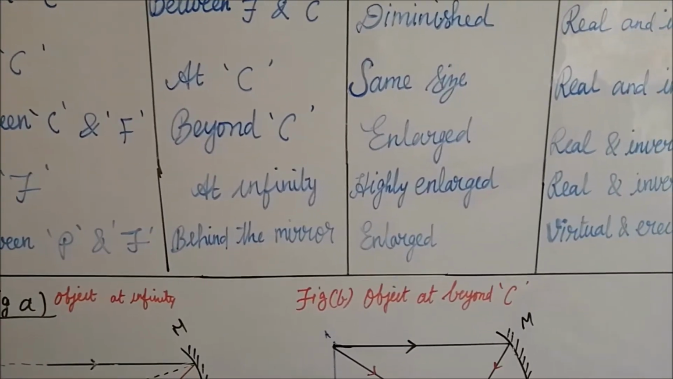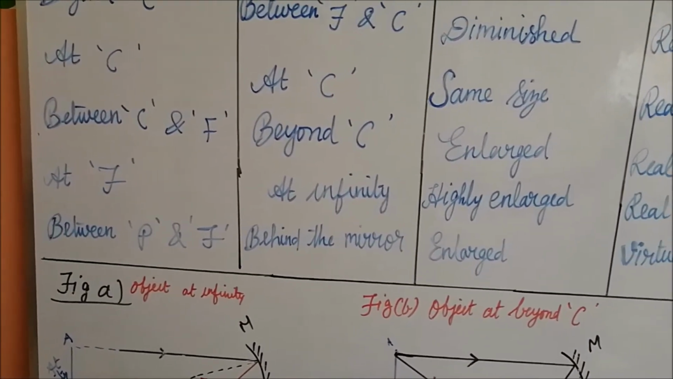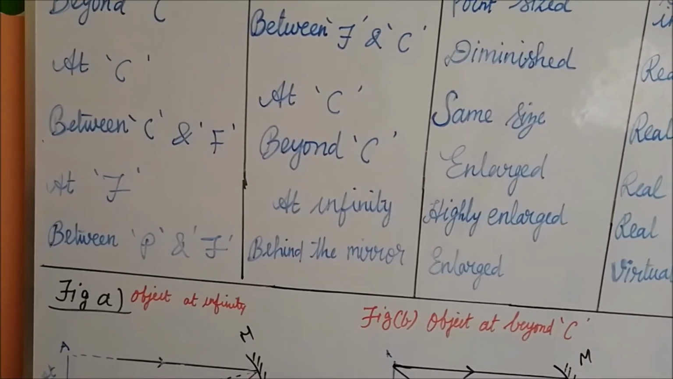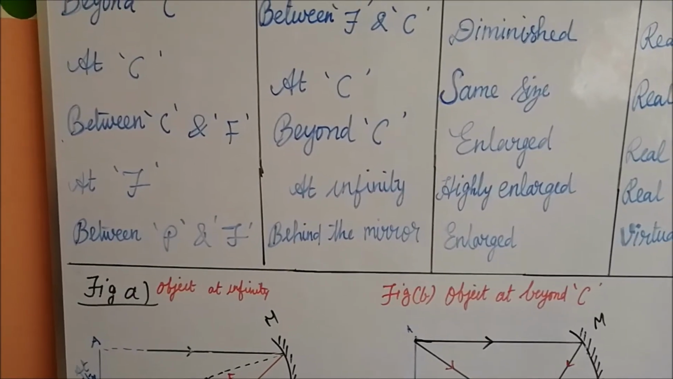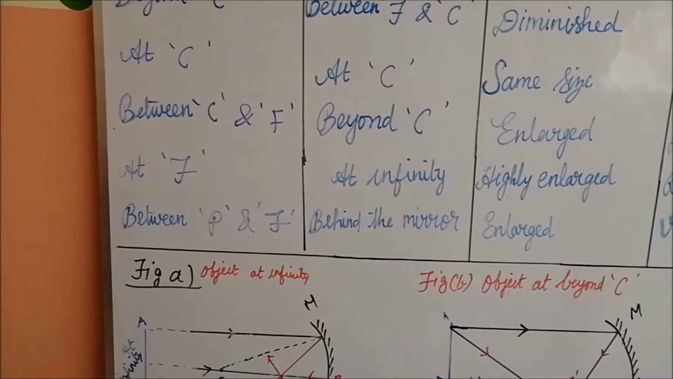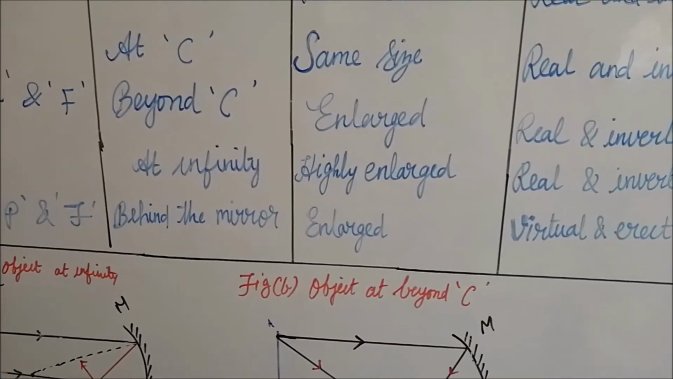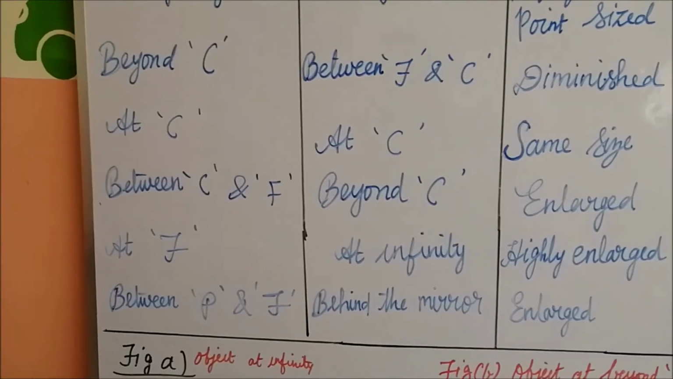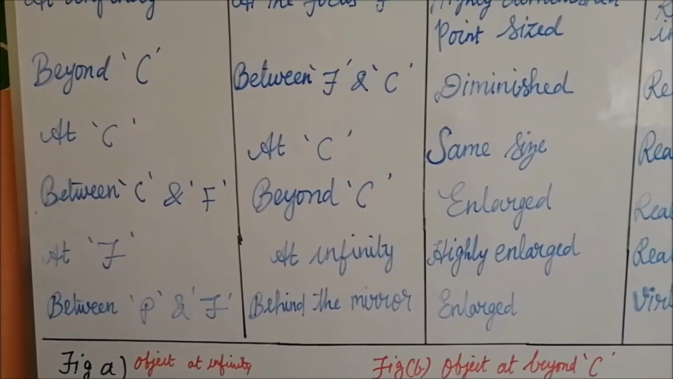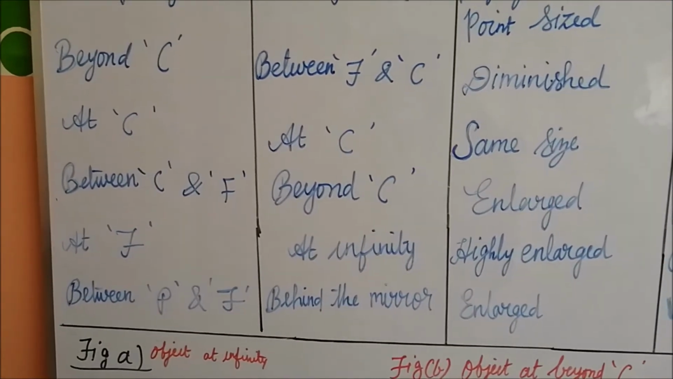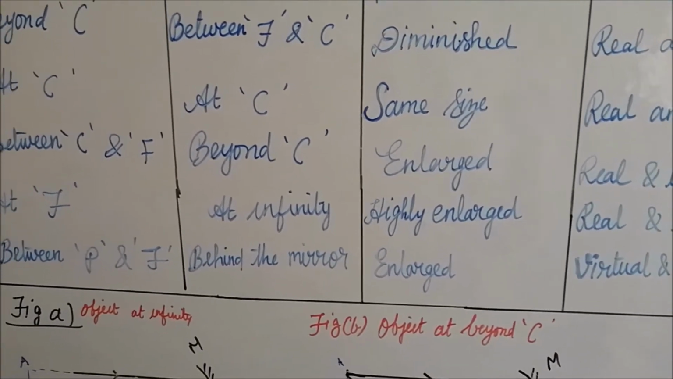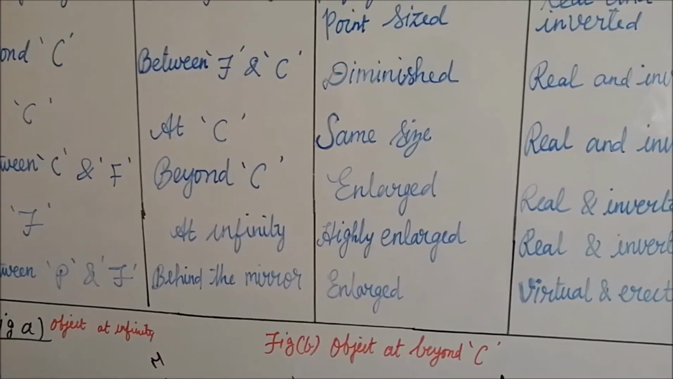Only 2 cases we will get an enlarged image. We can remember this easily when the object is placed between any two. We can take note of this word, between. Between C and F and between P and F, we will get an enlarged image. For the position at C, the size of the image is the same as that of the object. So for only position at C, we will get the image also at C, and the size of the image is the same as that of the object.